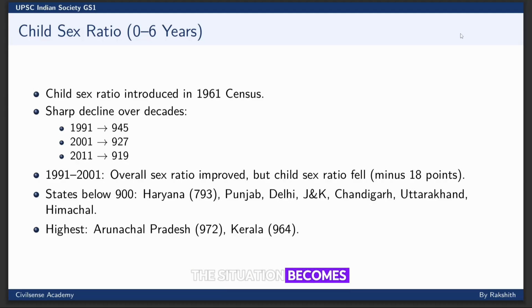The situation becomes even more alarming when we look at the child sex ratio. Between 1991 and 2011, it dropped from 945 to 919. This clearly indicates that girls are being eliminated before birth or in early childhood. States like Haryana show extremely low ratios, around 793 girls per thousand boys. What is shocking is that even socially progressive states like Kerala and Tamil Nadu have witnessed a decline. This proves one important sociological lesson, that is, economic growth alone does not automatically produce social justice.